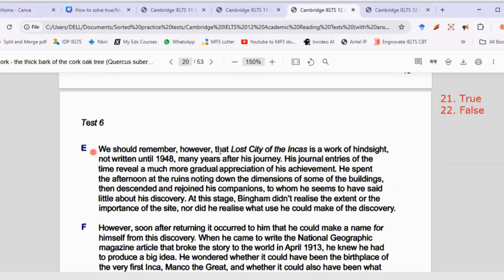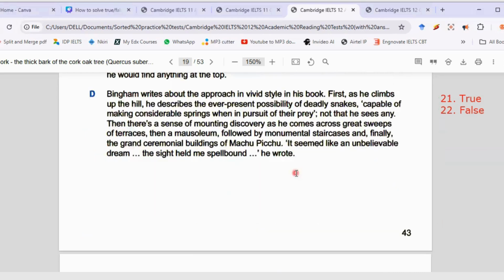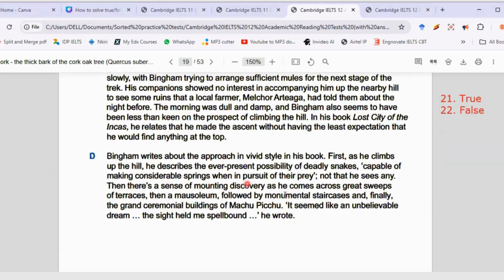We should remember, however, that the Lost City of the Incas, this is the name of the book, is a work of hindsight, not written until 1948, many years after his journey. So you see, everything that he wrote here is something that he was beginning to appreciate after he had gone there many, many years later.